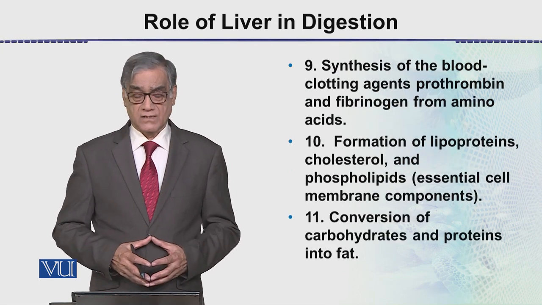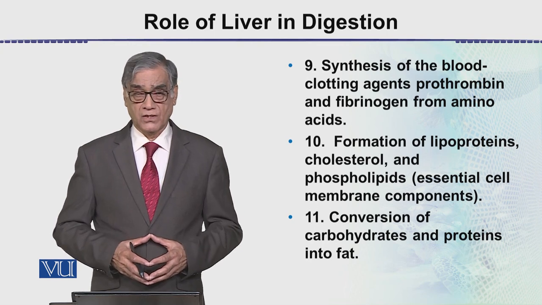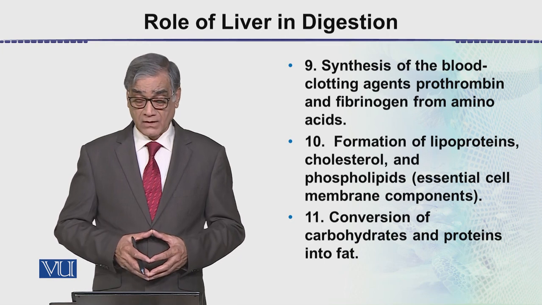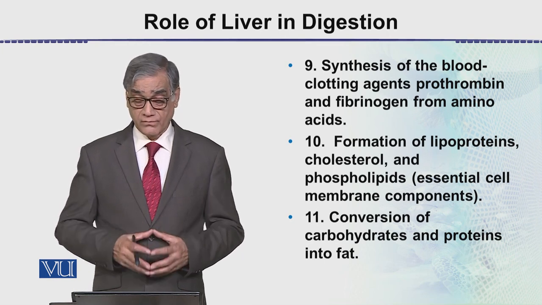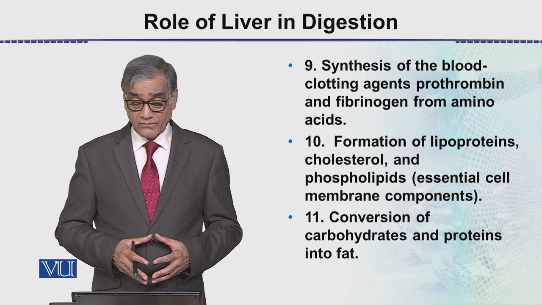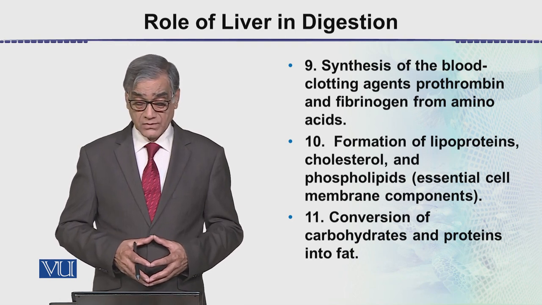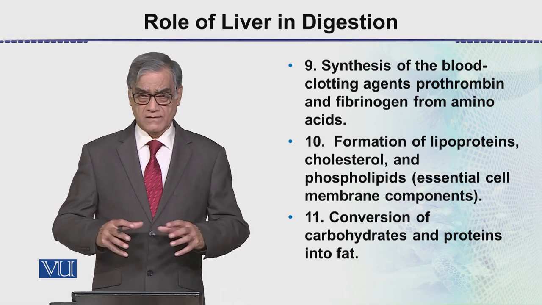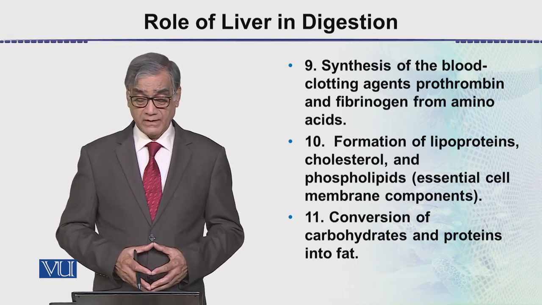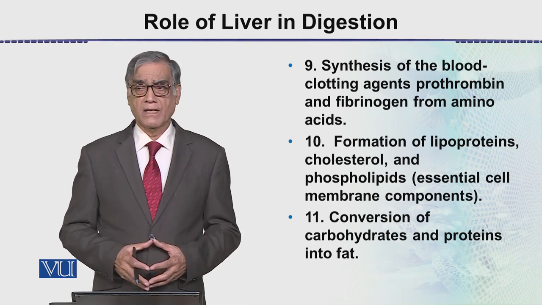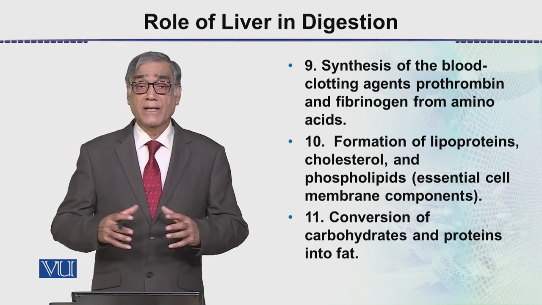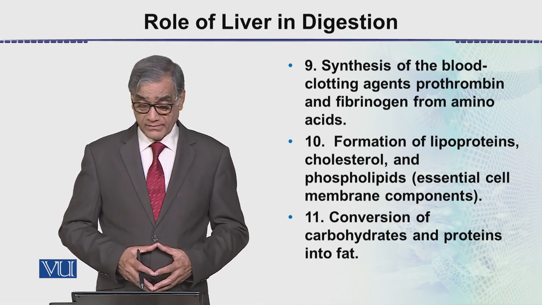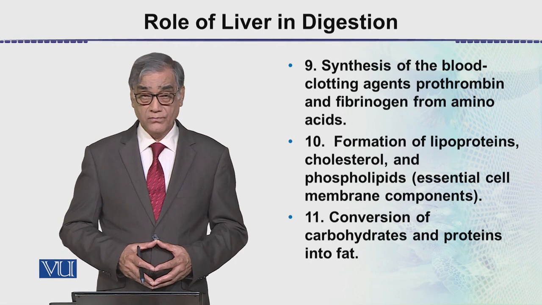Then there is the synthesis of blood clotting agents. And what are these blood clotting agents? That is prothrombin and fibrin, which are derived from amino acids. Then there is the formation of lipoproteins, cholesterol and phospholipids, and these phospholipids are part of the cell membrane. Because if they are not formed, obviously the cells cannot maintain themselves. Then there is the conversion of carbohydrates and proteins into fats.